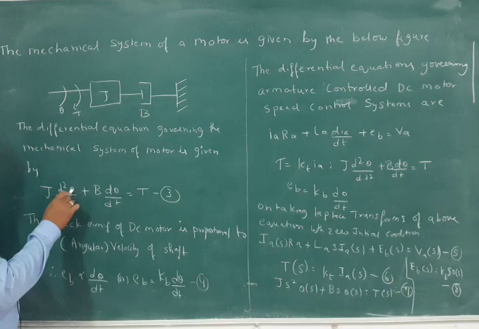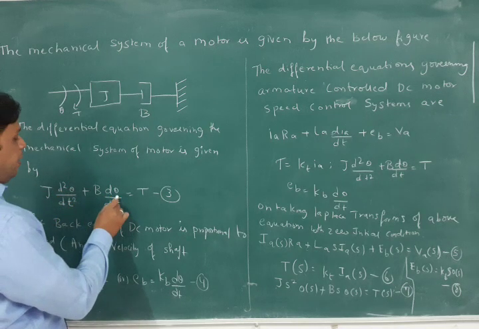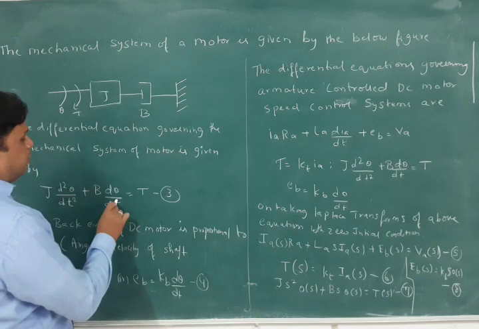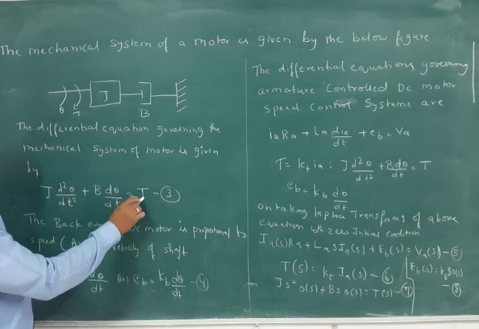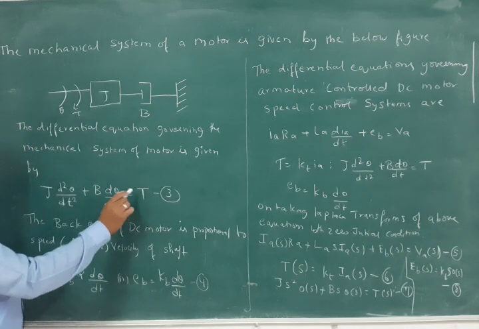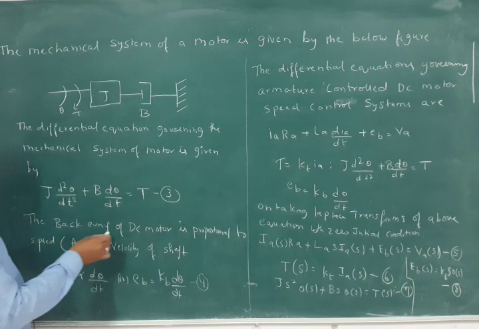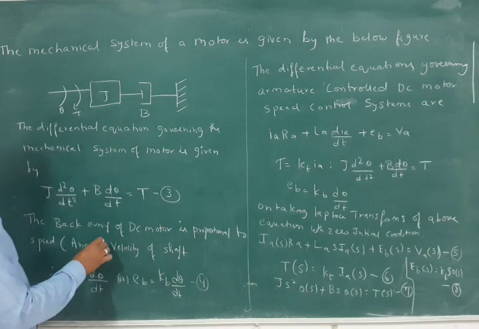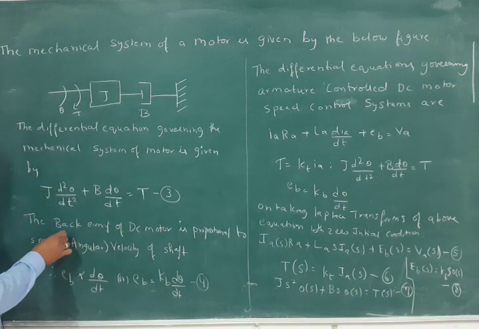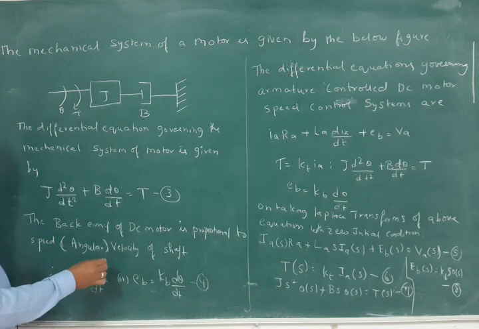where theta is the angular displacement. J into d square theta by dt square plus B into d theta by dt, the derivative of the angular displacement, is equal to T, torque. If you want the torque equation in the mechanical system, you can write this equation. Then the back EMF of a DC motor is proportional to the speed. Actually it is the angular velocity in the mechanical system. We call it the angular velocity of the shaft.